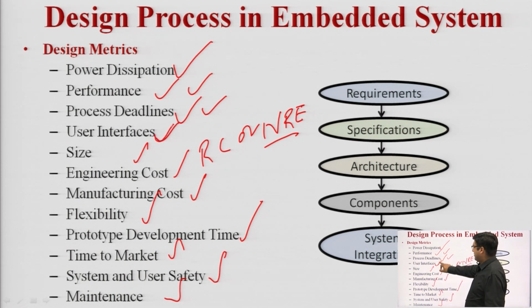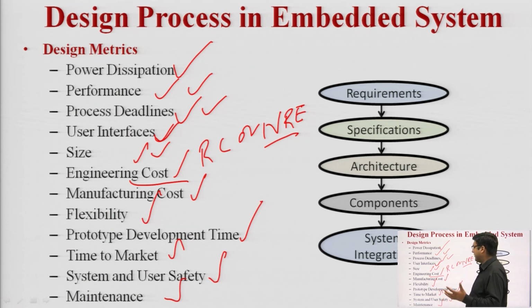User interface and size: the size should be small, or compatible with the particular application. If another company is designing an embedded system with a compatible size for the customer, and company A is launching a product into the market with a large size that is not compatible with the customers, then what will the customer do? They will purchase the embedded device which has a compatible size.